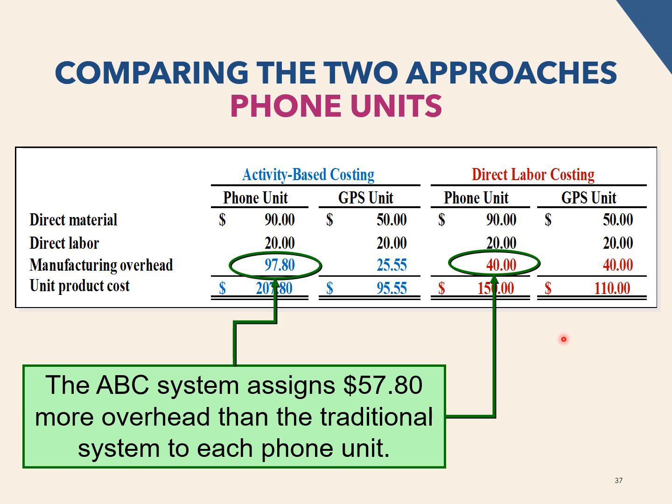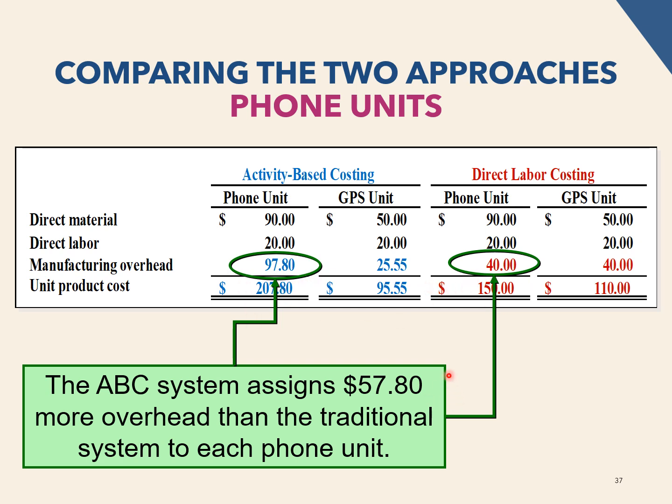You can also see from here, this is 40 under direct labor costing method, and this is 97.80 under activity-based costing for manufacturing overhead. The ABC system assigns 57.80 more overhead than the traditional system to each phone unit. You take 97.80 minus 40, you will get this number.